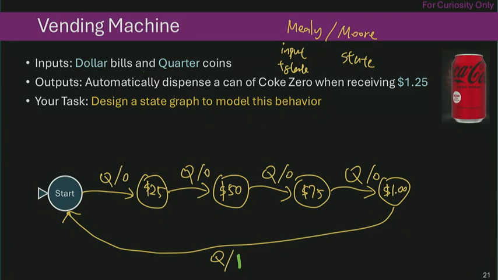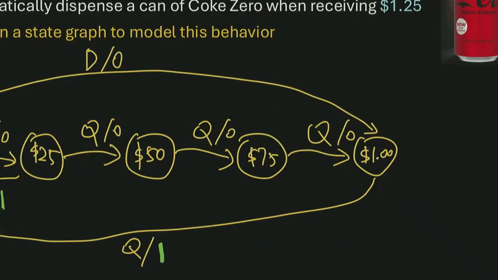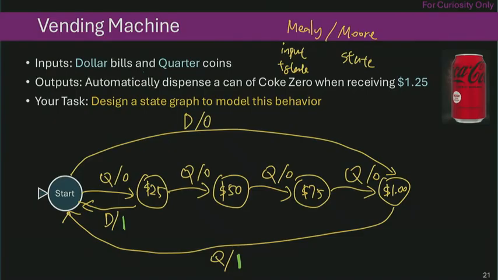So from the start initial state, for $1, I do not give the Coke, but my balance is $1.25. I can give the Coke, right? And the remaining balance is 0. You have an exact $1.25 for the Coke. And then things are getting more complicated. If your balance is 50 cents and you put down $1, you should get a Coke, and you should have a balance of 25 cents. So I can remember that 25 cents by creating a back edge to the 25 cent state, and also giving out the Coke.